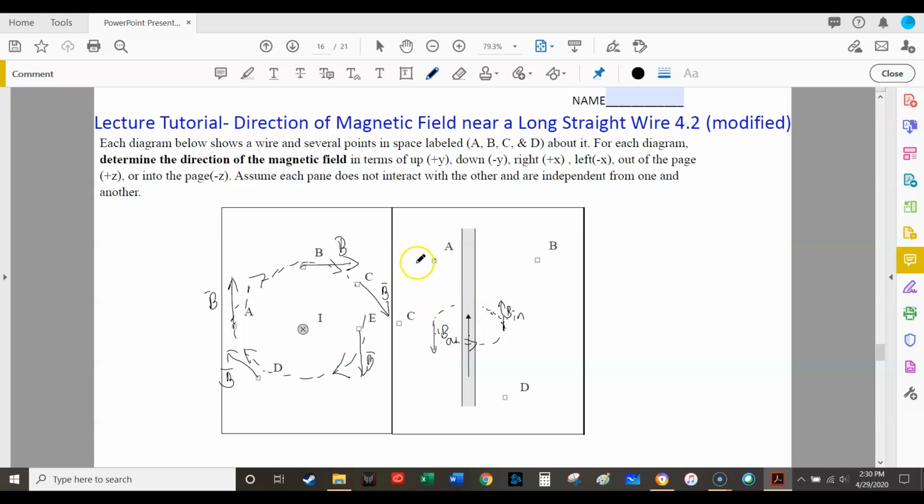So what does that mean? Well, that means the B field everywhere over here on the left-hand side of the wire is going to be out of the page. And the B field over here is going to be into the page everywhere just to the right of the wire. So B and D are going to have a B field in, while A and C are going to have a B field out. So everywhere on the left side of this wire is going to be an outward pointed B field. Anywhere on the right side of this wire is going to be an inward pointed magnetic field. All right.